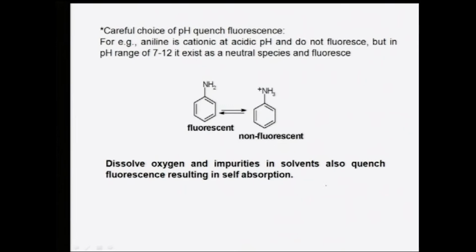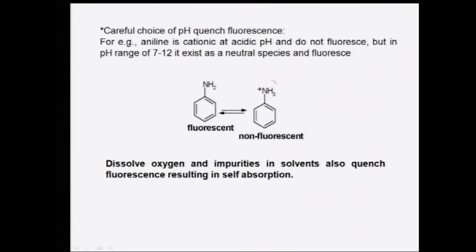And one can choose careful pH. pH affects the corrosion, the quantum yield and the fluorescence yield also. Aniline is cationic at acidic pH and does not fluoresce, but in the pH range of 7 to 12 it can act as a neutral species and fluoresce.